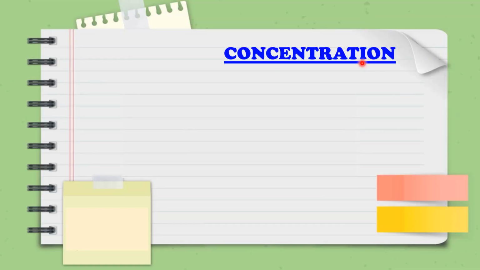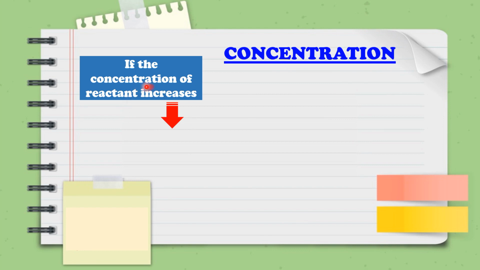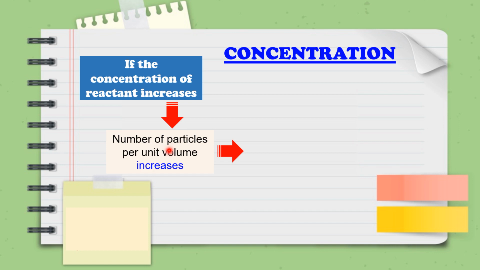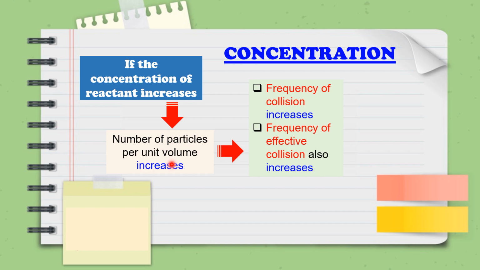Right, so we move to the first factor, that is concentration. If the concentration of the reactant increases, the number of particles per unit volume is increased. This will affect the frequency. Frequency of collision increases, and therefore frequency of effective collision also increases.